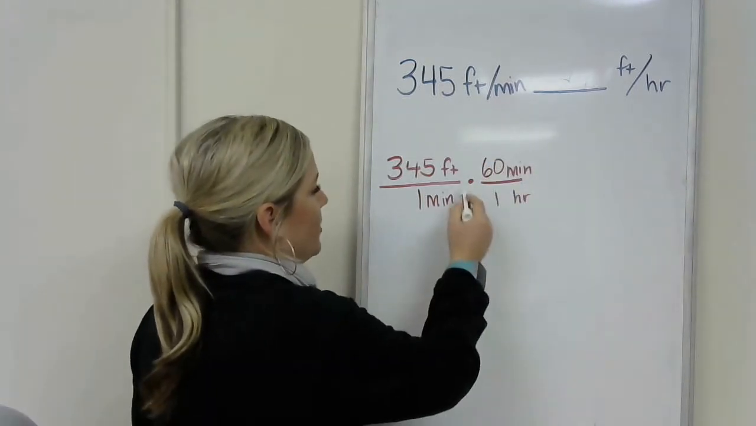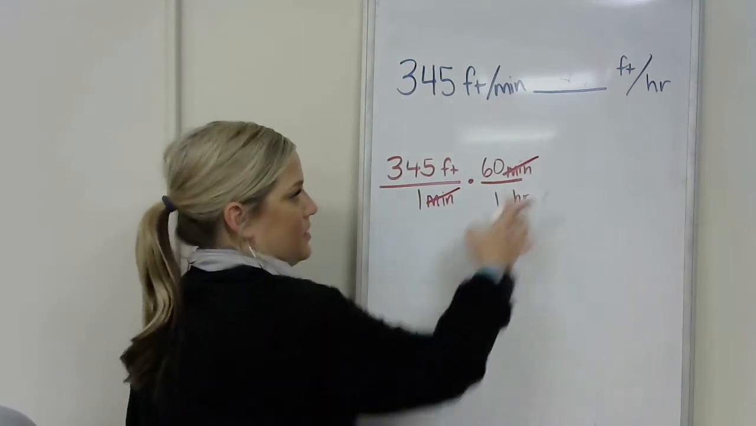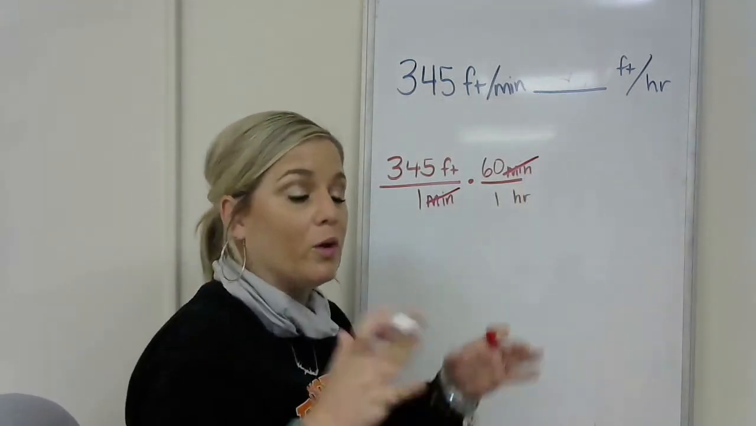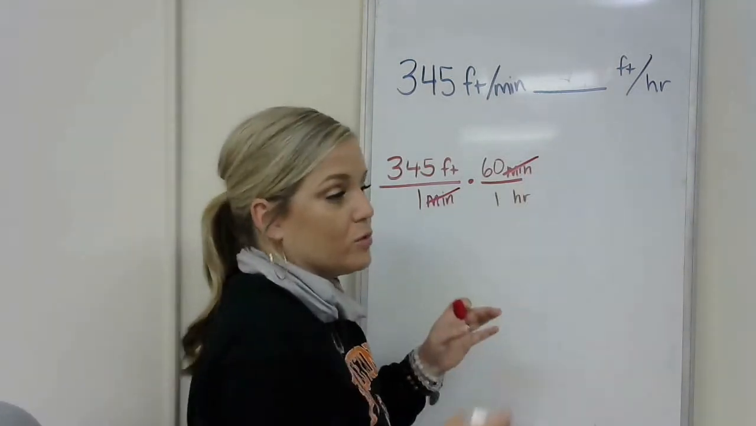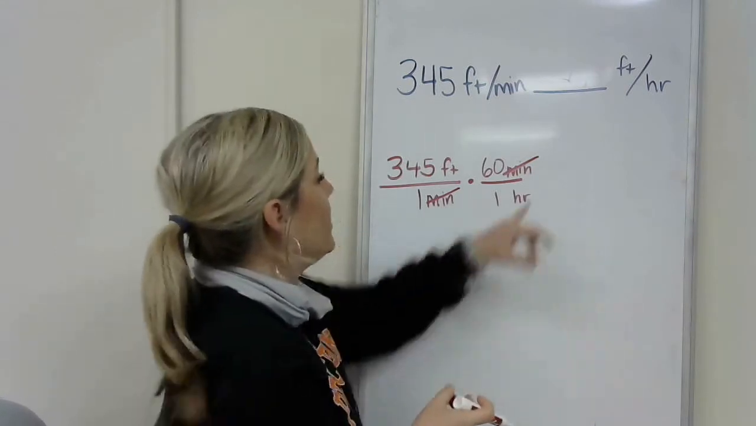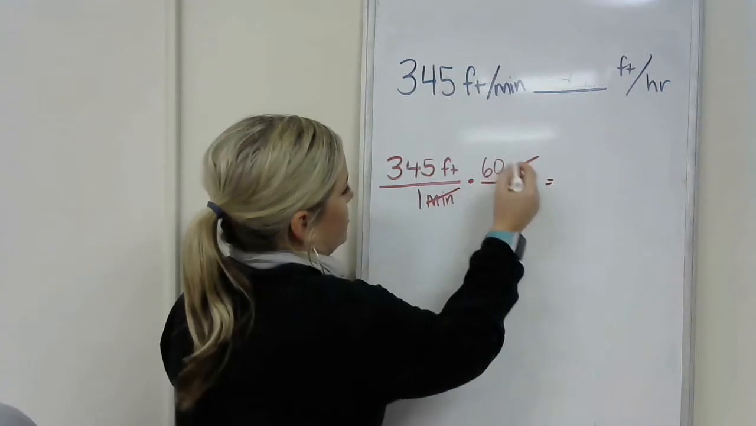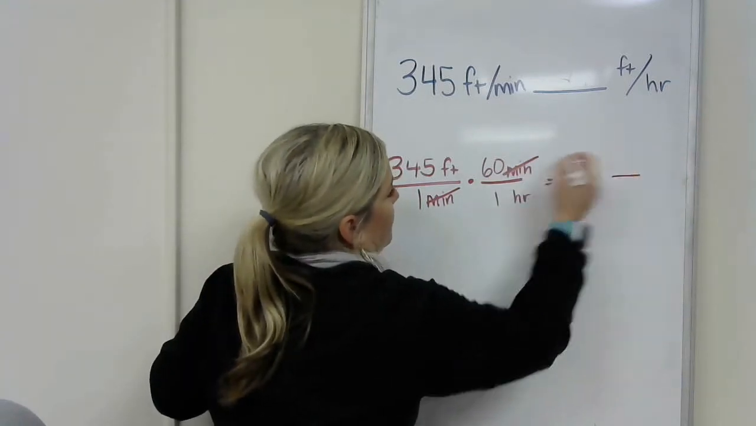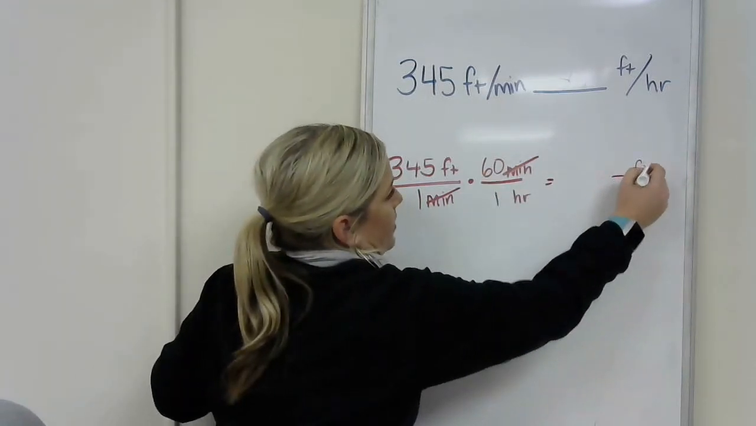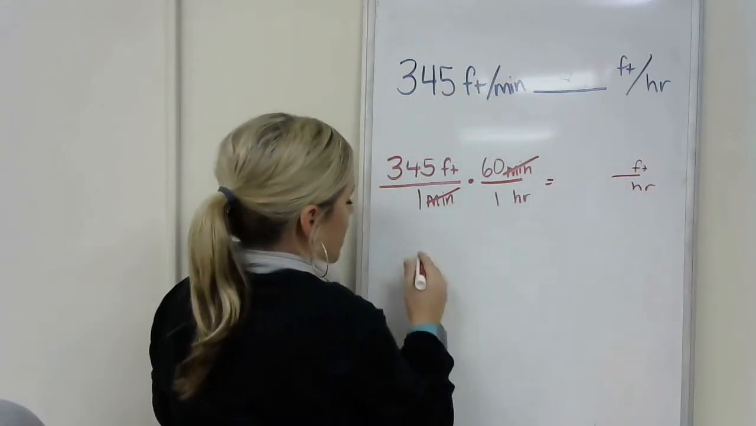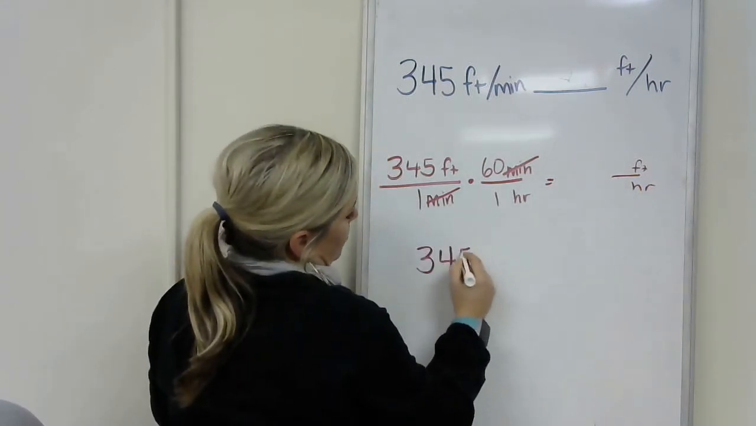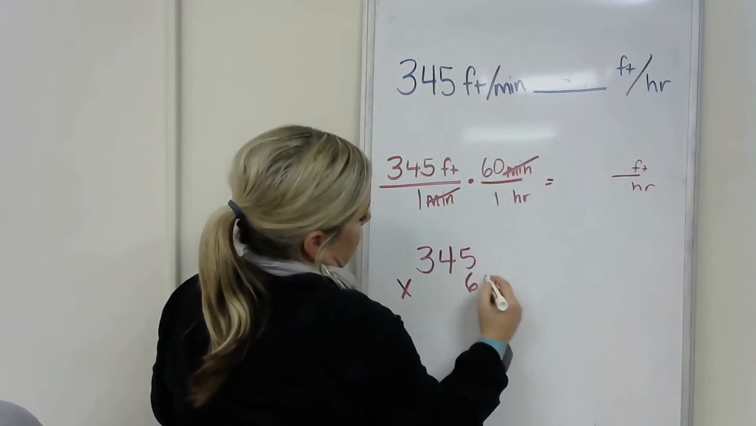All right, now the minute and minute cancel out. If you remember when we cross multiply or cross reduce or simplify, we can get rid of those minutes. Now we're left with feet per hour. So we just have to do the math. We have feet on top and hours like we wanted. So now we do 345 times 60.